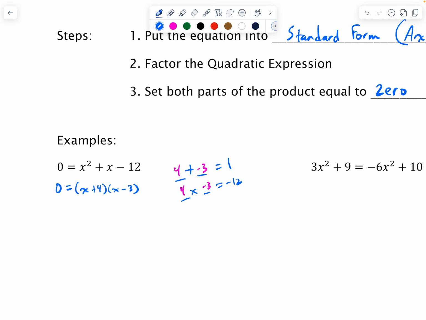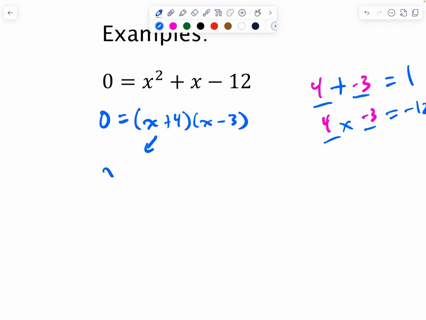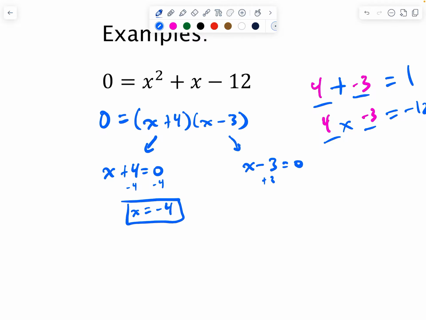Okay, and step 2, set both of the products equal to 0. So we want to know when does x plus 4 equal 0, and over here we want to know when does x minus 3 equal 0. And these are linear equations that can be solved, so we subtract 4 from both sides. We get x equals negative 4, and here we add 3 to both sides. We get x equals 3.